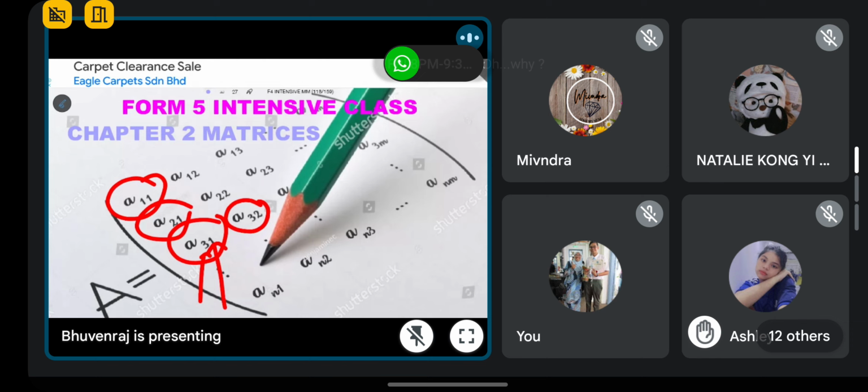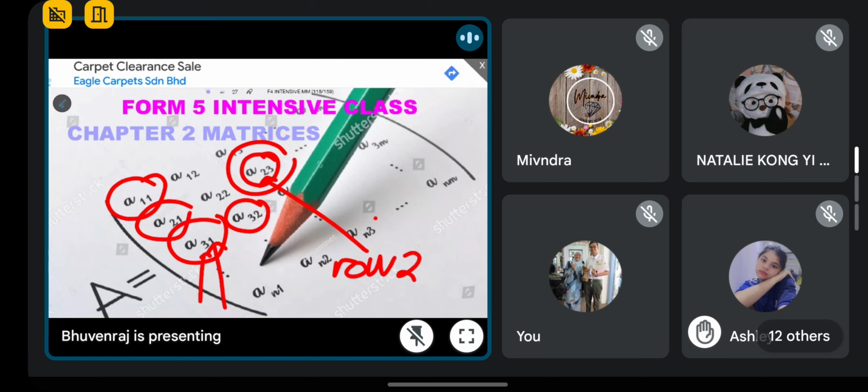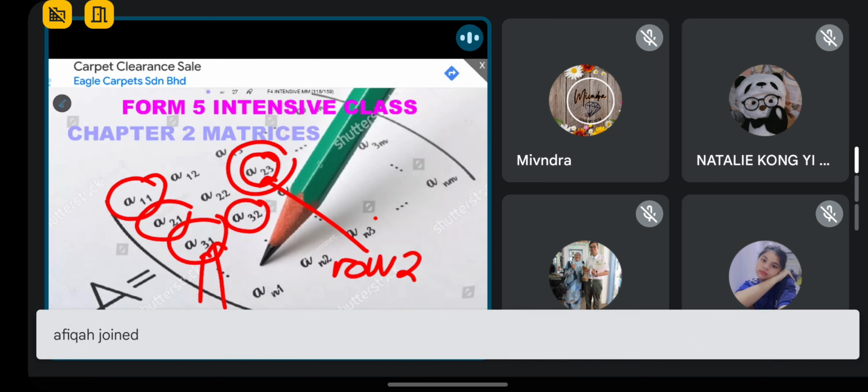So can I ask you, let's say I take this one, fokus kepada yang ni, okay? Nombor 2 dalam ni mewakili apa? What does number 2 represent over here? Yes, row 2. Very good. Ini cara kita label matrix, guys, untuk kenal pasti unsur. This is the way we label a matrix to identify the elements inside it.